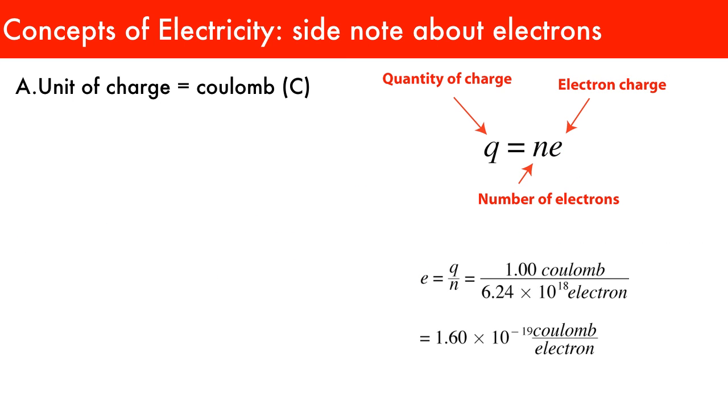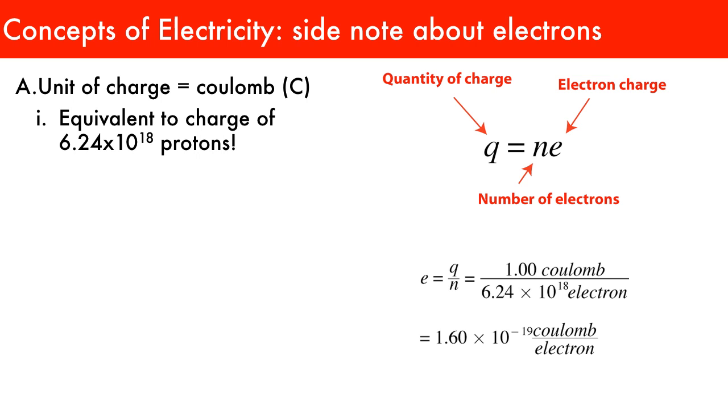So this is a side note about electrons. The unit of charge in the metric system is called the Coulomb, and that is equivalent to the charge of 6.24 times 10 to the 18 protons. And a proton has the same charge as the electron, but the proton is positive, P-R-O, positive, pro, and the electron is negative. All right. So the minus 1 Coulomb corresponds to the charge of the same number of electrons. So if you have 6.24 times 10 to the 18 protons, the charge on each of them is really, really small.